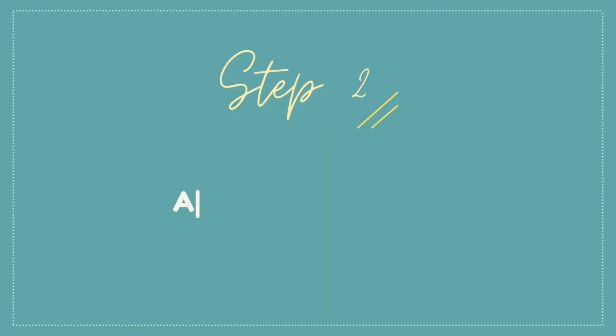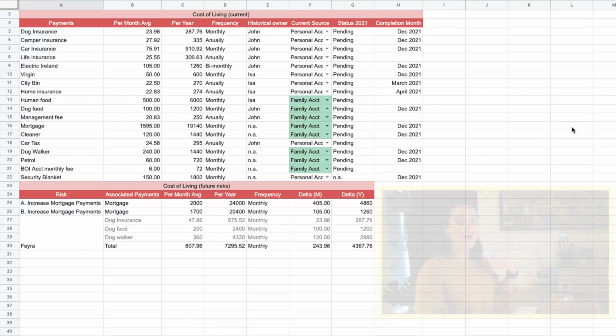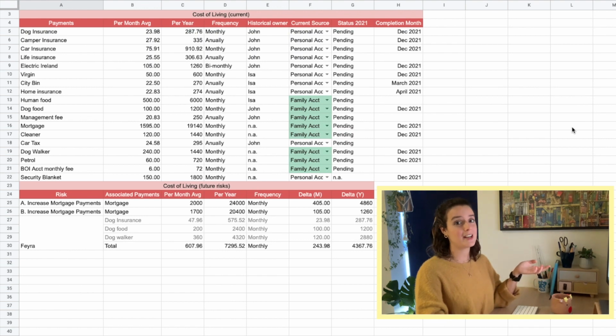Step number 2, add up all of your monthly expenses. Let's go over to my spreadsheet. I'll quickly show you how I did this for our family. I created a spreadsheet so my family and I can track how we're doing on our financial freedom journey.